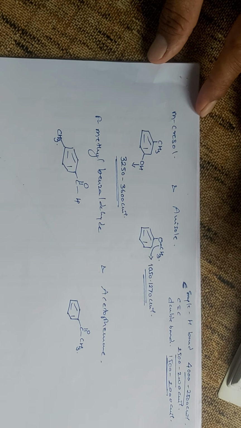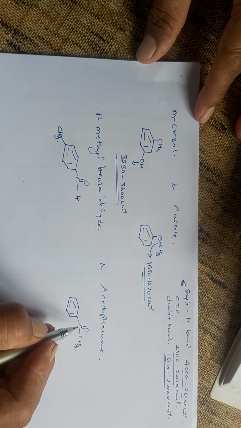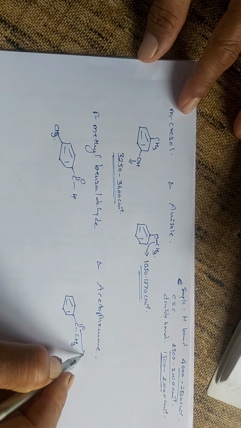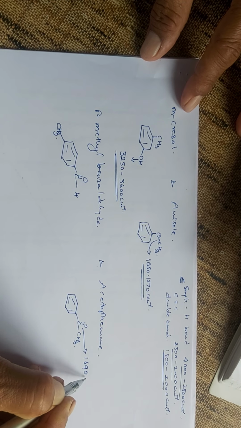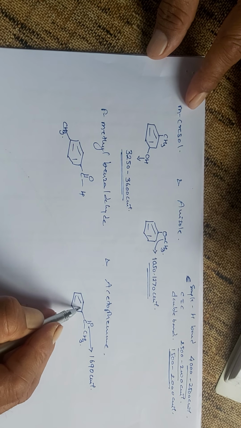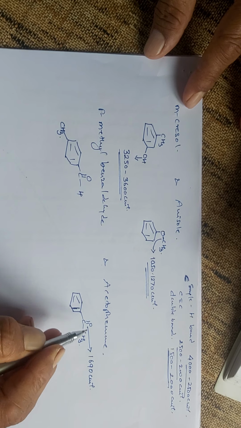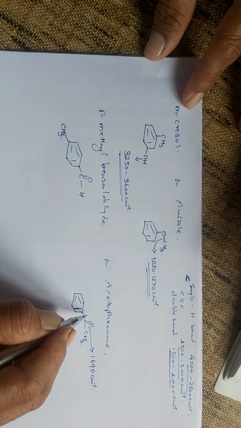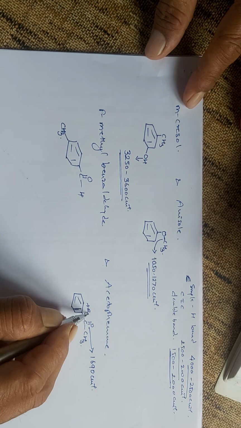An aliphatic group and an aromatic ring are attached to the carbonyl group, and this carbonyl group will show absorption around 1690 reciprocal centimeter, that is at a lower frequency, because it is in conjugation with the aromatic ring where there is a chance of plus R effect. So here the plus R effect operates.